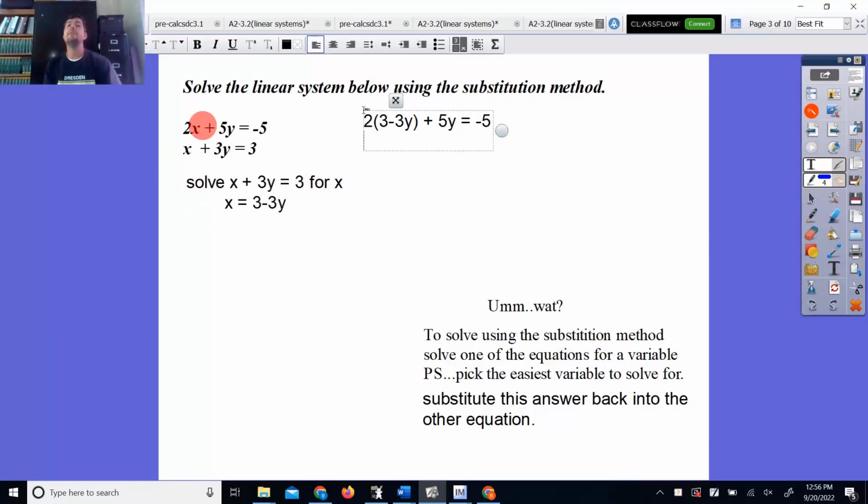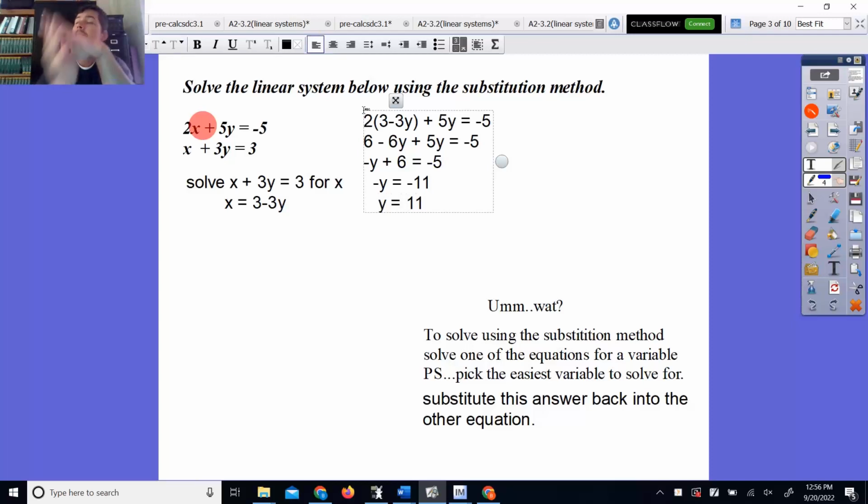What is twice 3 minus 3y asking you to do to it? Distribute. 6 minus 6y plus 5y is negative 5. What would y'all like to do next? Put those together. That'll give you a negative y plus a 6 is a negative 5. And what do you want to do with your 6? Subtract it. So negative y is now negative 11. Divide, not by 11, by negative 1. There's your y value.